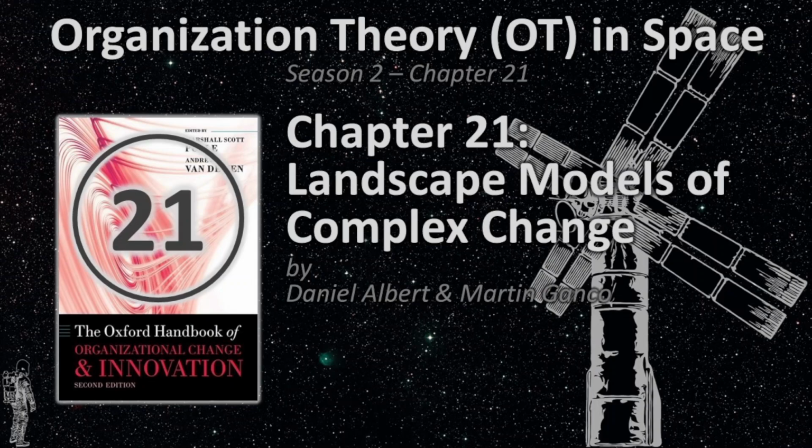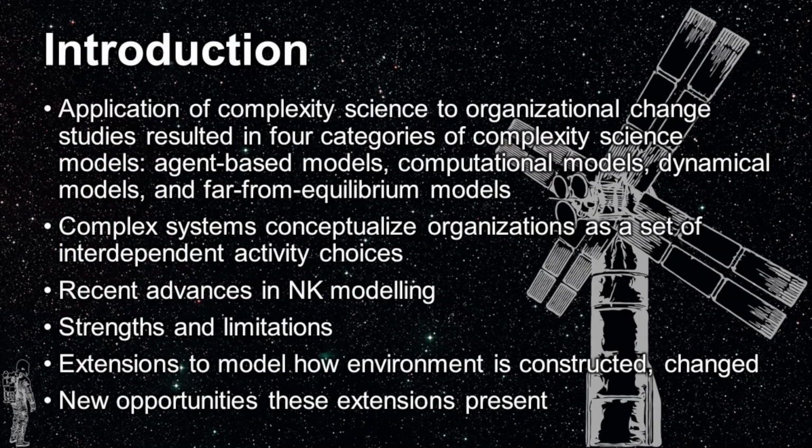This video covers Chapter 21 of the handbook, entitled Landscape Models of Complex Change. As mentioned in the last video, the application of complexity science to organizational change studies resulted in 4 categories of complexity science models: agent-based models, computational models, dynamical models, and far from equilibrium models. Complex systems conceptualize organizations as a set of interdependent activity choices.